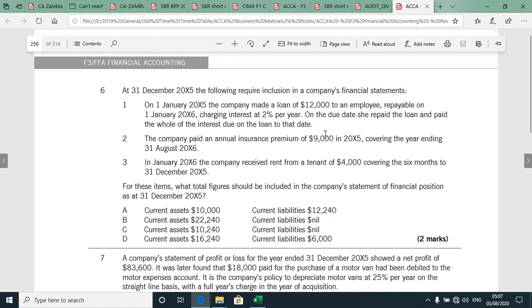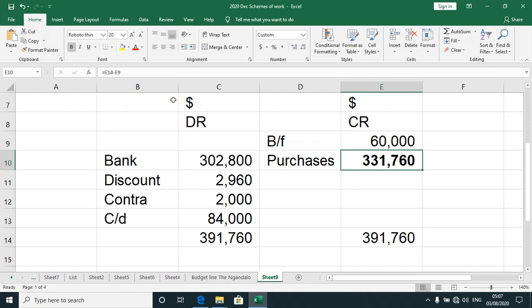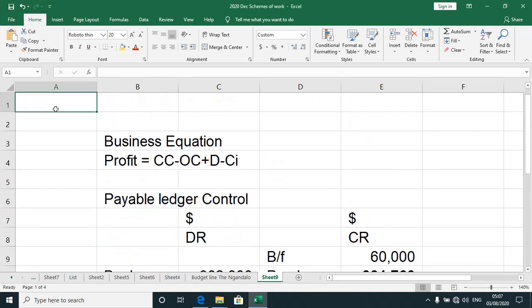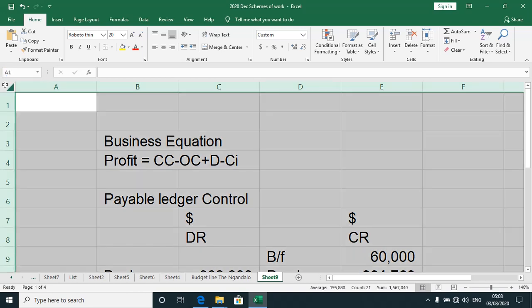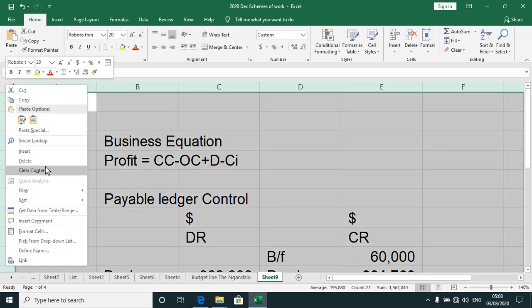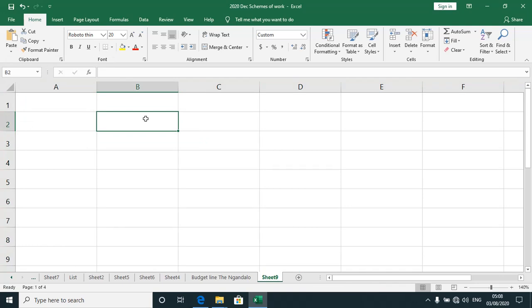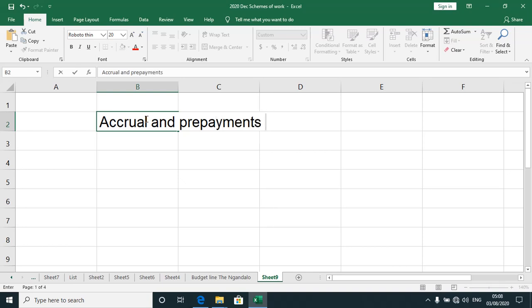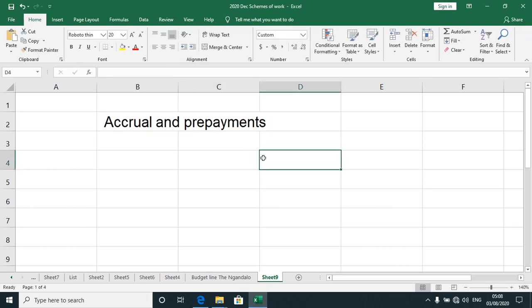Question 6 says, at 31st December, the following require inclusion in the financial statements. And for these items, what total figure should be included in the company statement of financial position? It's a nice question, and we've done this. I think I can just clear this. Coming out of accruals and prepayments, let me just write something.